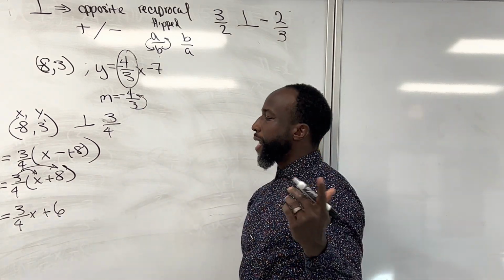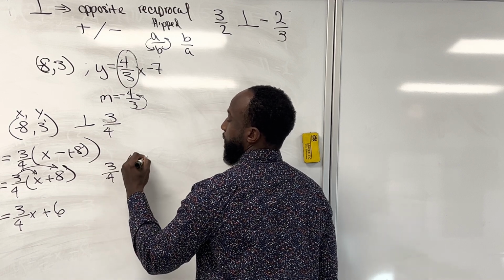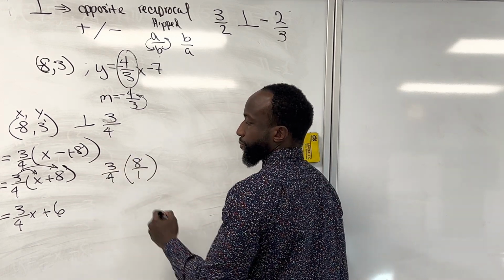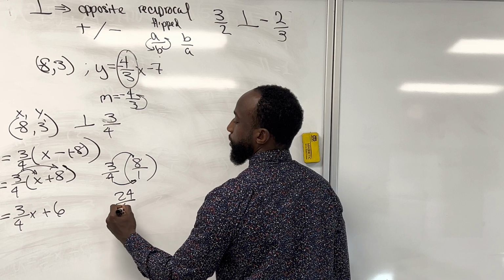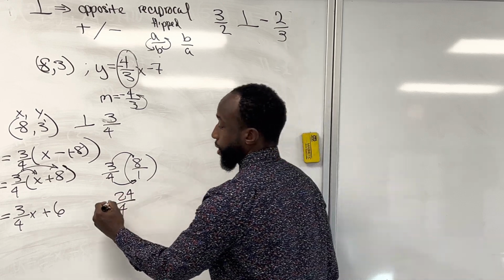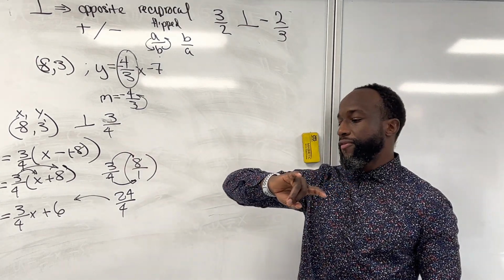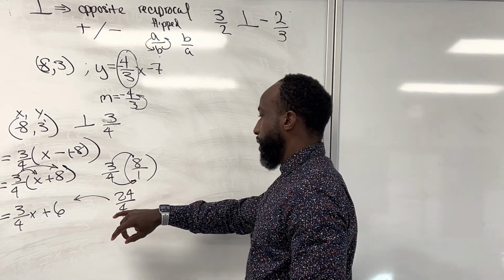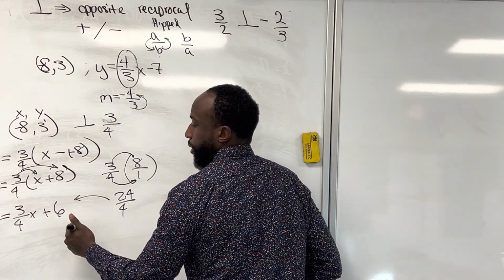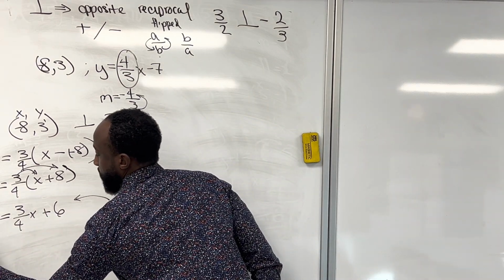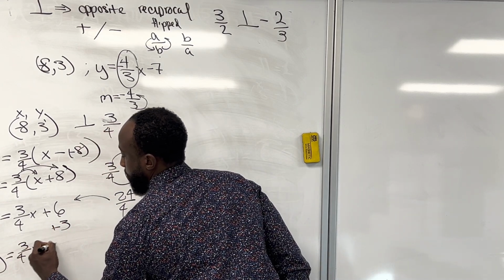How did you get 6? Glad you asked. This is what we did. We did 3 over 4 times 8 over 1. Okay? 3 times 8, 24. 4 times 1, 4. 24 divided by 4 gives us our 6. Now, the next thing we want to do is simplify it. All right, so we're going to add 3 to both sides. So y will equal 3 over 4x plus 9.